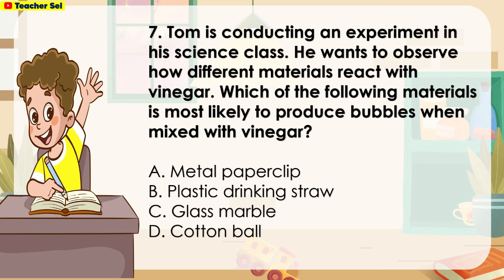Tom is conducting an experiment in his science class. He wants to observe how different materials react with vinegar. Which of the following materials is most likely to produce bubbles when mixed with vinegar? Metal paper clip, plastic drinking straw, glass marble, or cotton ball? You're right, it is letter D, cotton ball.